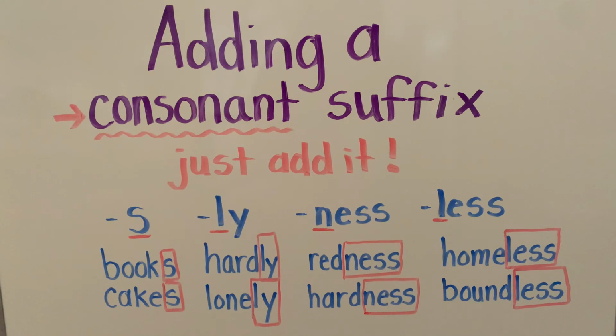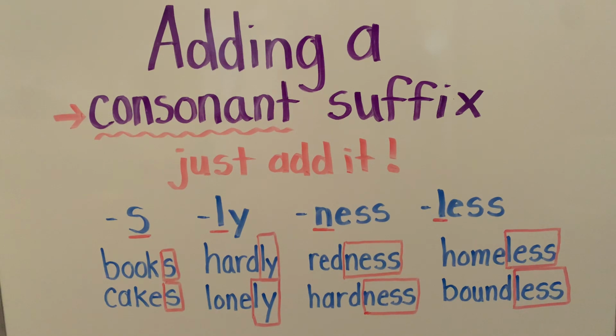Same with ly. Hardly, lonely. Hard ends with a D. Lone ends with an E. One is a consonant, one is a vowel. It's okay. Since you're adding a consonant suffix, ly, you just add it to the root word. Same with ness. Redness, hardness. Now this one I didn't have an example that had a vowel on the root word, but I just gave you two examples to add ness to.